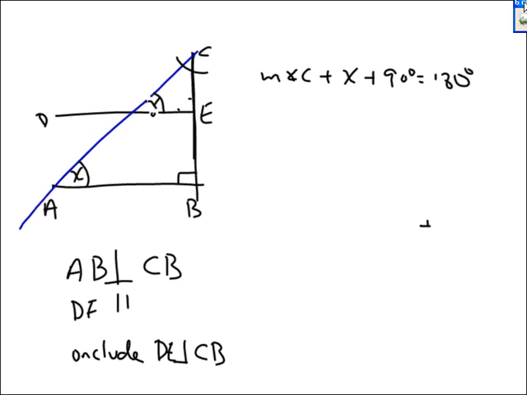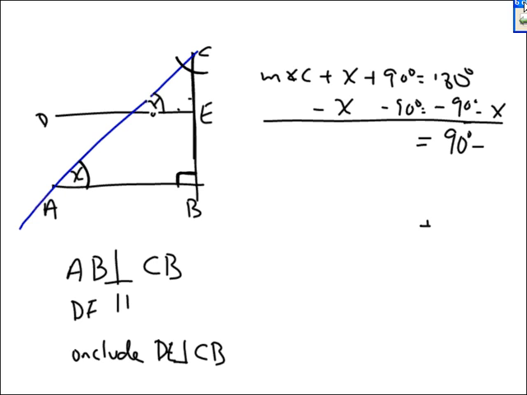Well, I'm looking at the big triangle ABC. This angle plus this angle plus angle C is 180. Well, basically, take away 90 from both sides, take away X from both sides. The right-hand side gives you 90 degrees minus X. 180 minus 90 is 90. The other side just gives you the measure of angle C. Okay, so the measure of angle C is 90 minus X.